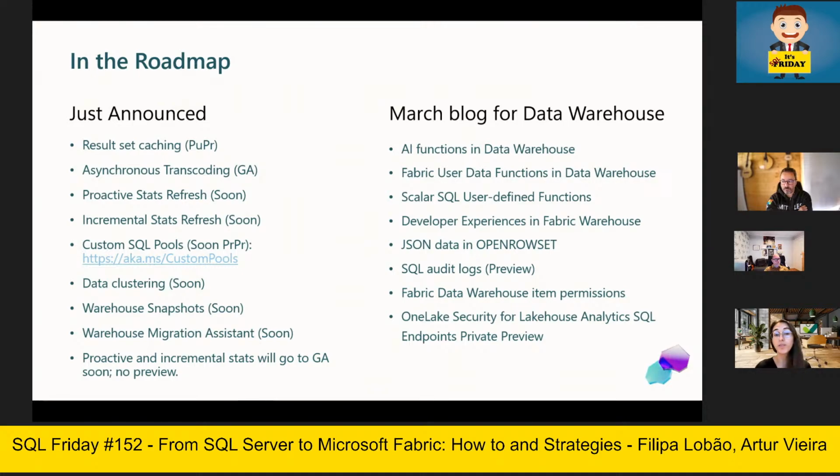So a couple of updates that were already there on the March blog for data warehouse, because we do have in Fabric a release every month of the different engines and the different workloads of Fabric, one of them, of course, being the data warehouse. So you do have a specific blog you're probably quite aware of explaining what the new features are. AI functions in the data warehouse were just announced this month, the previous month, sorry. The Fabric user data functions, the scalar SQL user-defined functions, the new developer experience in Fabric Warehouse, and a little bit more like OPENROWSET on JSON data and the SQL audit logs as well.